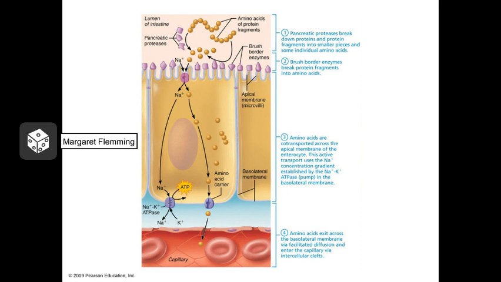This slide takes us to the proteins and how they are finished being digested and then absorbed. So again, our pancreatic proteases can break the peptides down into small peptides. And those small peptides then are splashed against the brush border that has specific enzymes that are called aminopeptidases.